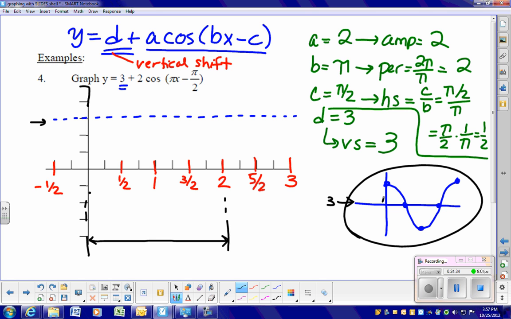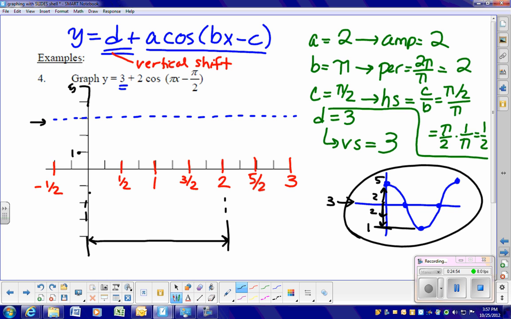So if I go up 2 from 3, this would be at 5. And if I go down 2 from 3, this would be at 1. So my hills and valleys are going to end off at 1 and at 5. That's important. All right, let's try to do this, guys.